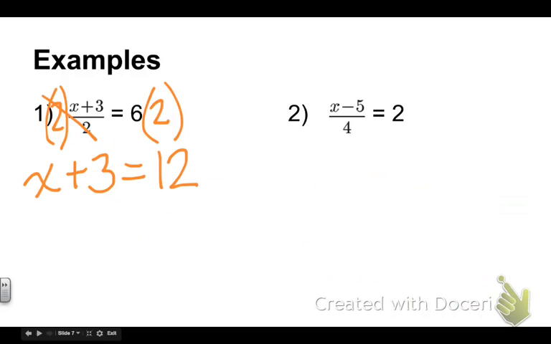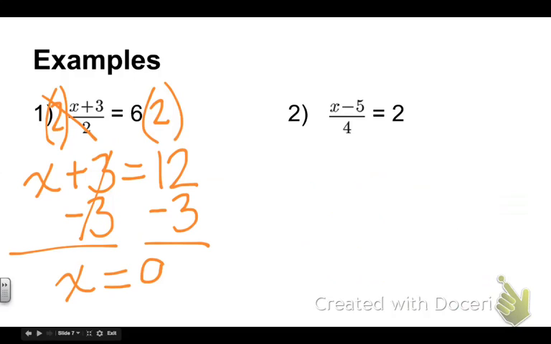Now it's a one-step equation. Get that x by itself, isolate it, get rid of that plus 3 by subtracting 3. Whatever you do to one side, do to the other. X is going to give you 9. Plug it in, see if it works. 9 plus 3 is 12. 12 divided by 2 equals 6. It works.